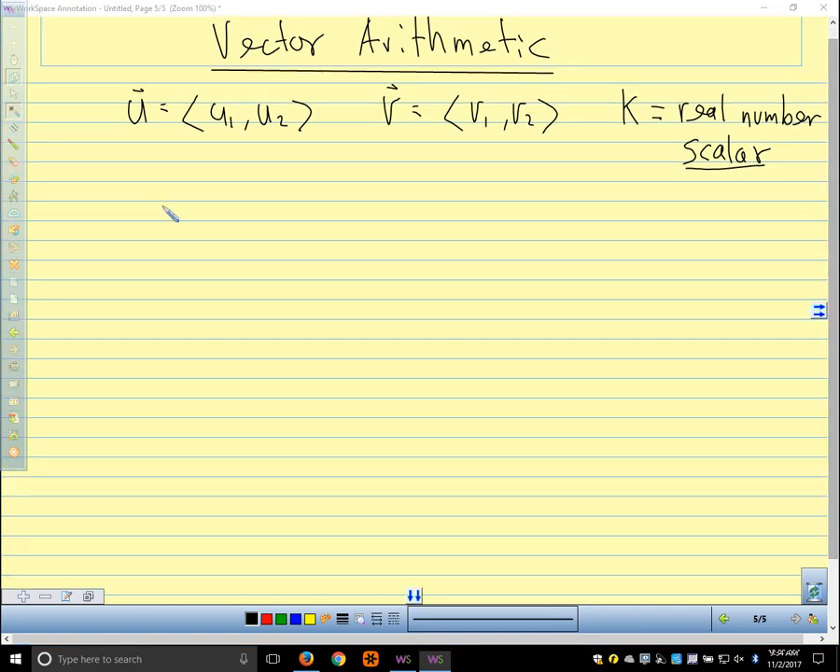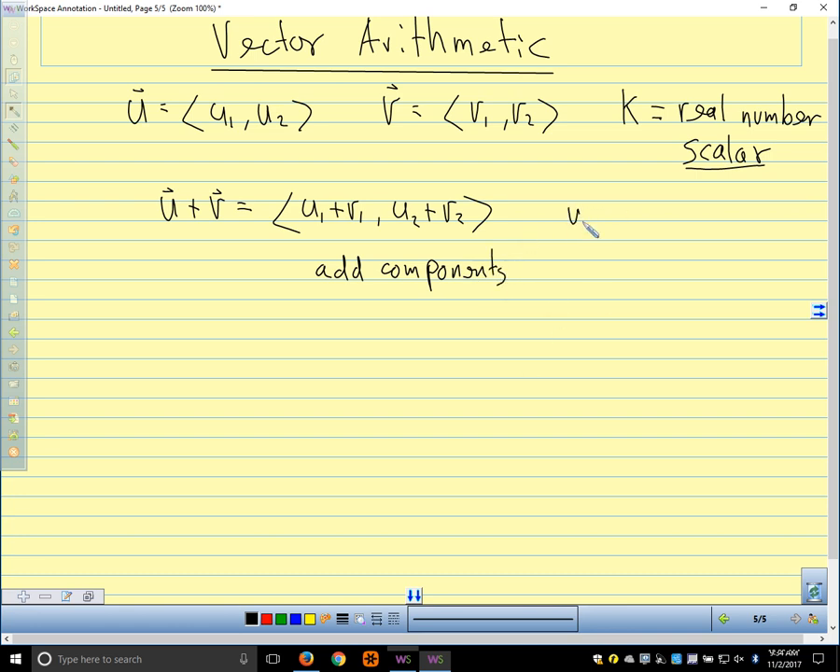So to add vectors, u plus v, that's just going to be u1 plus v1, comma, u2 plus v2. We add the components. And we call this vector addition. When we add vectors, we call it vector addition.